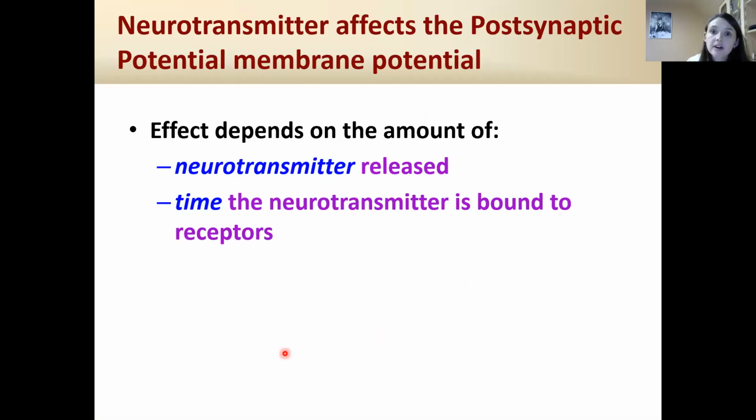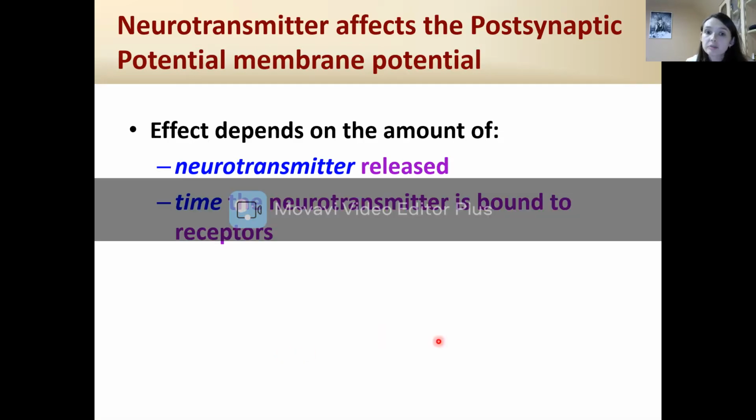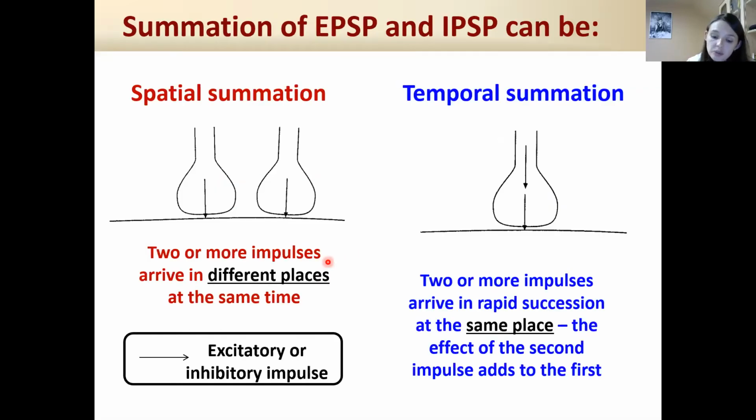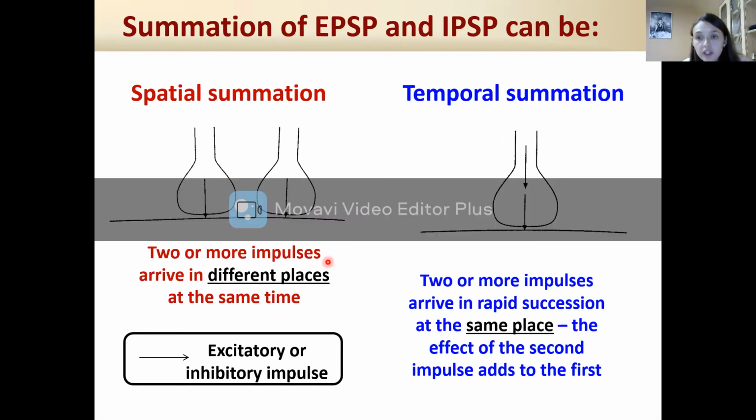Neurotransmitters affect the postsynaptic membrane potential. This effect depends on the amount of the neurotransmitter which is released, and also on the time the neurotransmitter is bound to the receptors. So we could talk about how many neurotransmitters and the time. We are going to talk about the summation of the subthreshold stimuli, summation of this stimulation, which could further fire the action potential. What kind of summation do we have? We have spatial summation and temporal summation.